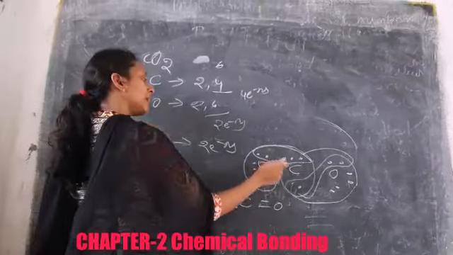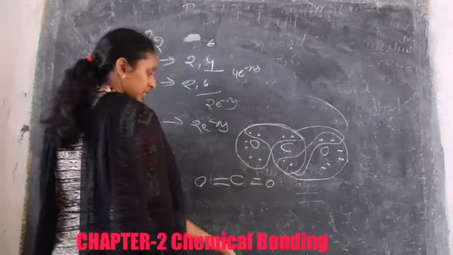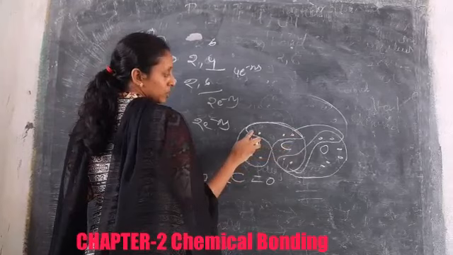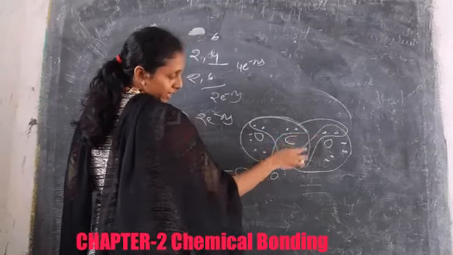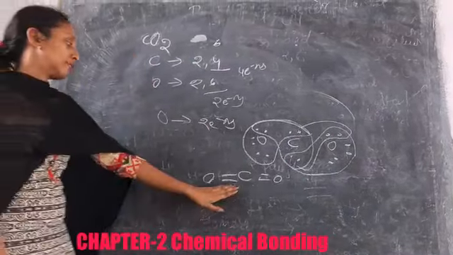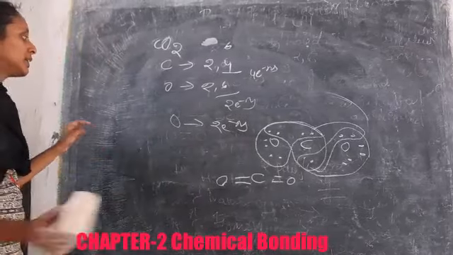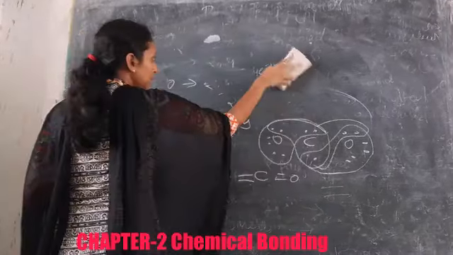Since there are 4 electrons involved in this reaction, here 2, here 2, here 2, and then here 2, they form a double bond. This is about the double bond. Next is the triple bond.